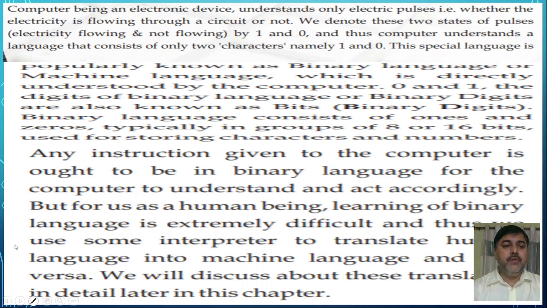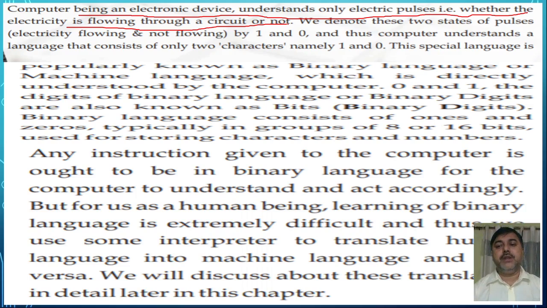So software. We can find that the computer is an electronic device, and this particular device understands electronic pulses. So what are electronic pulses? We can find that it is the flow of electricity. That means how the electricity is going to flow and how it is going to work.